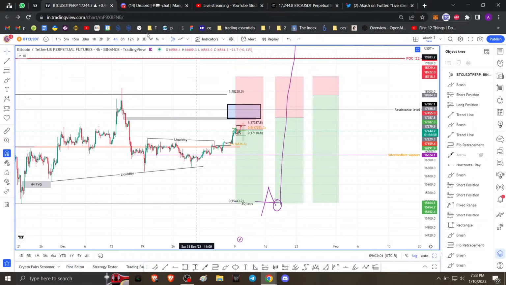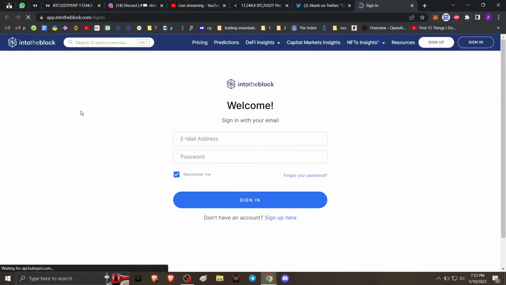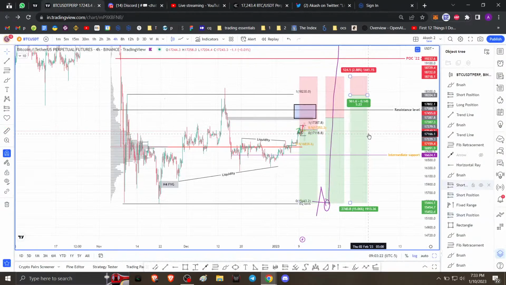Yeah, that is a pretty good place, considering the previous sweep of the swing highs. Another thing that I want to show you guys is, okay, cool, I'm not going to be doing this right now. So let's just proceed with this.